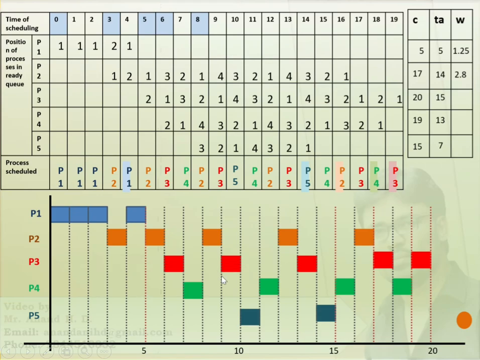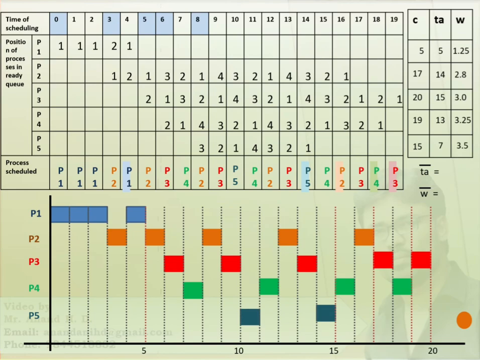For process P3, turnaround time is 15, which we already calculated, and the service time is 1, 2, 3, 4 and 5. So 15 by 5 is 3.0. And for process P4, turnaround time is 13 and service time is 1, 2, 3, 4. So 13 by 4 is 3.25. And for process P5, turnaround time is 7, service time is 2. So 7 by 2 is 3.5. Okay. So this is how we are going to calculate the completion time, turnaround time and weighted turnaround time for each process. Okay. So then we have two more components, that is TA bar and W bar.